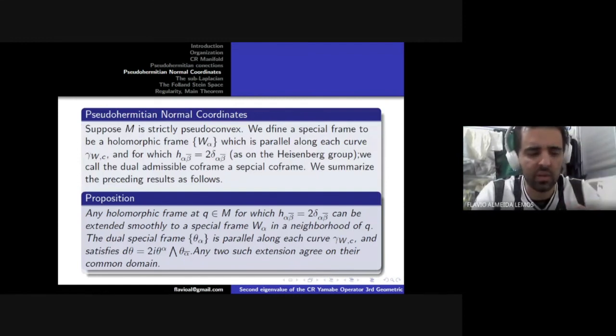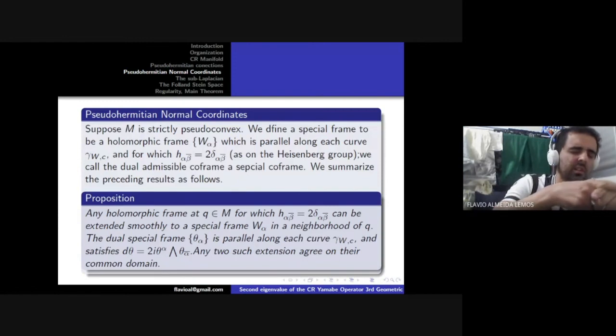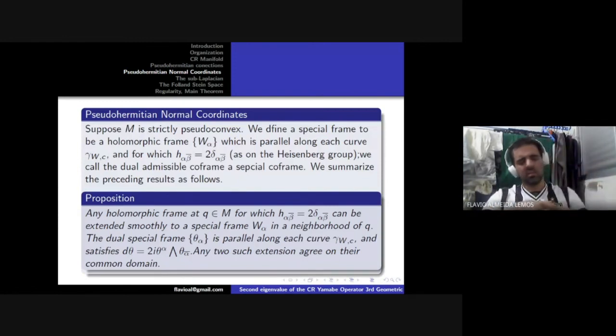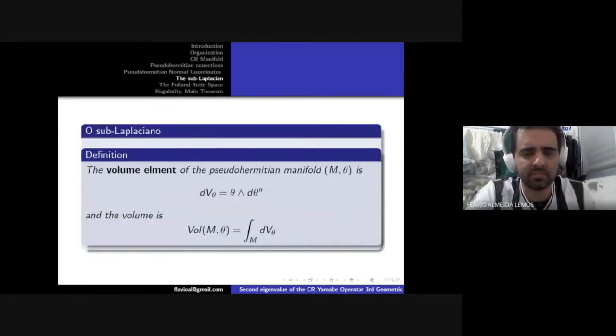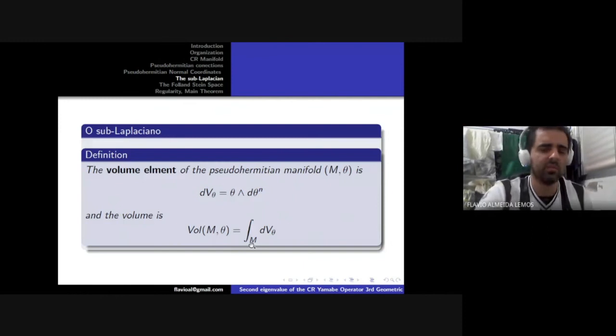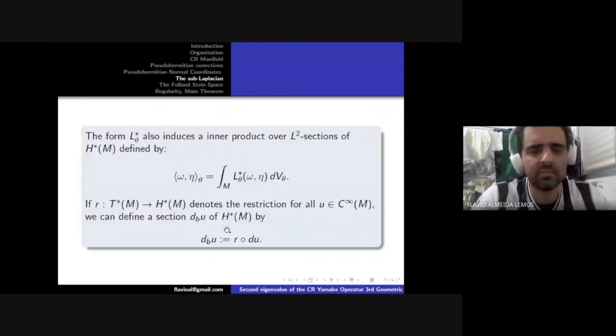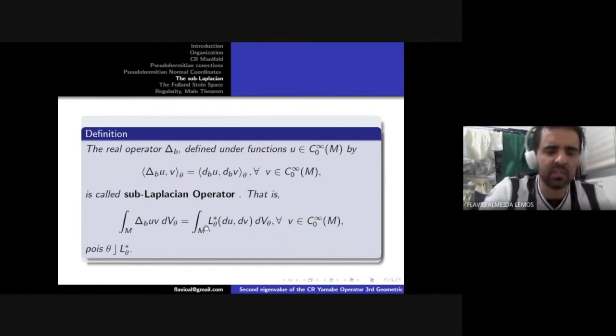We have a relation locally on CR geometry. Locally, we can treat the CR geometry like a Heisenberg group. All right. Let me introduce the sublaplacian. We have the volume element defined on the pseudo-Hamiltonian manifold like this. The manifold is compact. We define the sublaplacian. What is the sublaplacian? We define it this way.